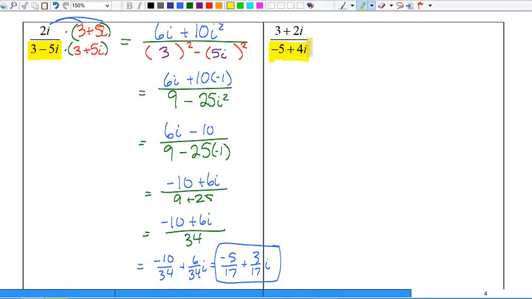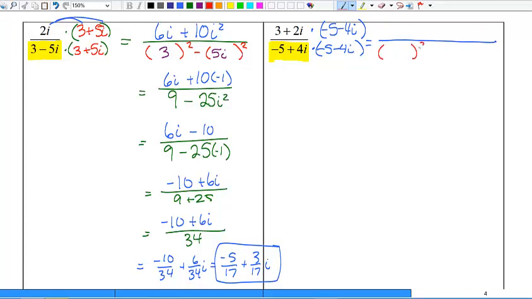Our next problem also has a binomial in the denominator, so I am going to multiply by its complex conjugate. Notice the negative 5 plus 4i in the denominator. The negative 5 will stay negative 5, and the plus turns into minus 4i. Whatever you do to the denominator, you'll end up doing to the numerator as well.